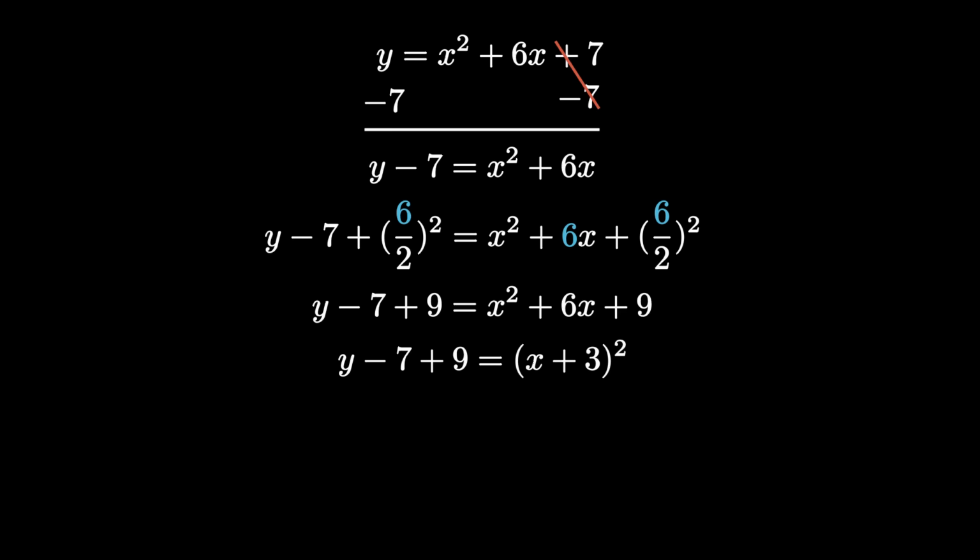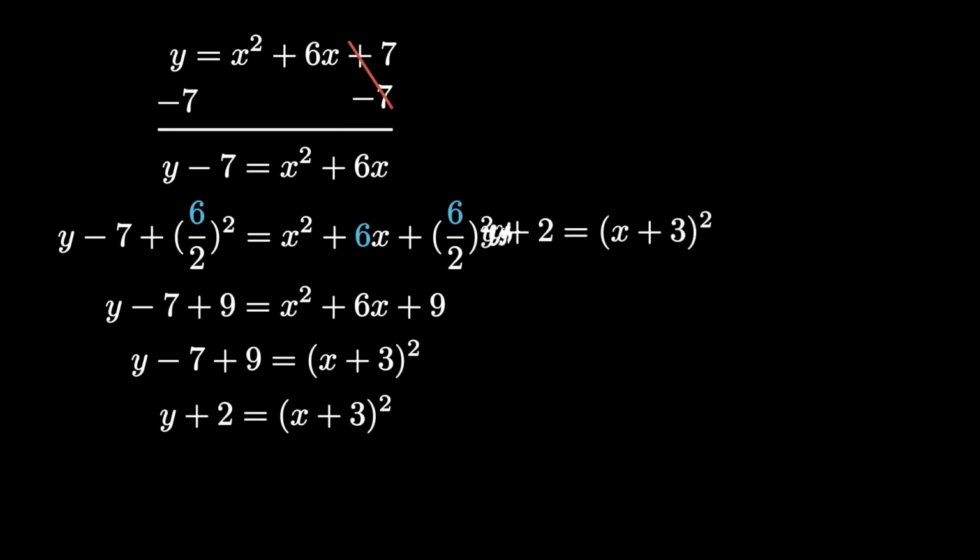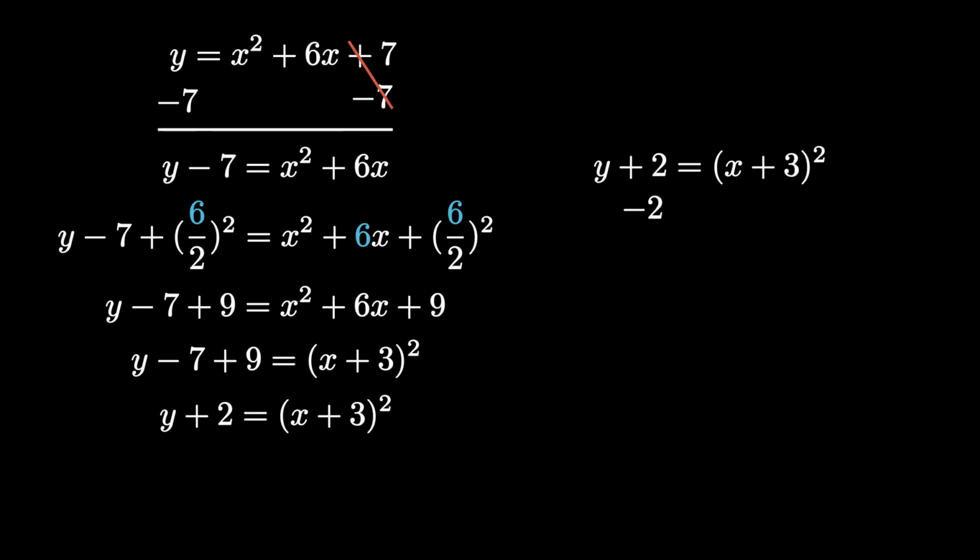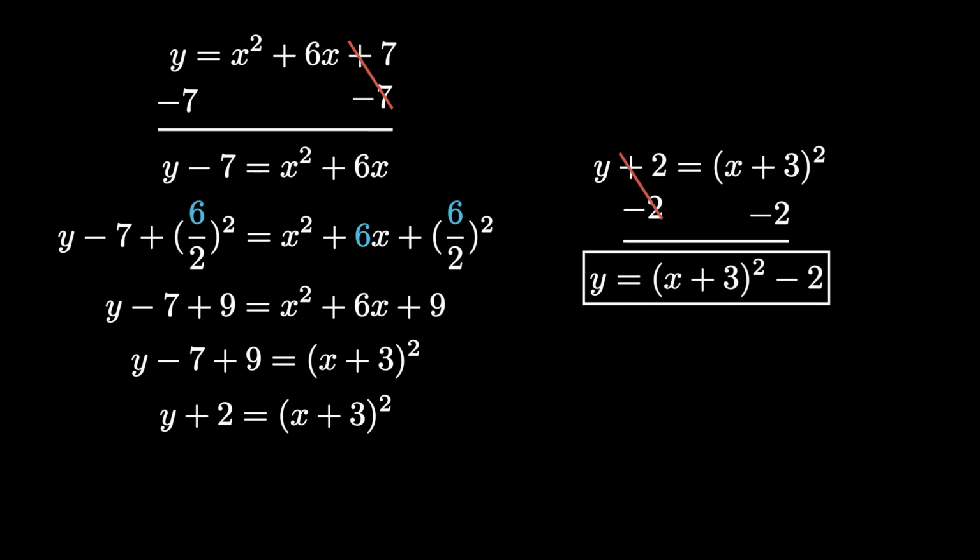We can clean up our left side because negative 7 plus 9 will give us positive 2, and that'll leave us with y plus 2 equals (x plus 3) squared. And the last thing that we need to do is just solve for y again because we want to get in terms of y. So we're going to move that positive 2 back to the right side by subtracting 2 on both sides. And when we do that, that'll leave us with y equals (x plus 3) squared minus 2. And that is how you would convert this quadratic that's in standard to vertex form using the complete the square method. But that is essentially two ways that you can go from standard to vertex form.